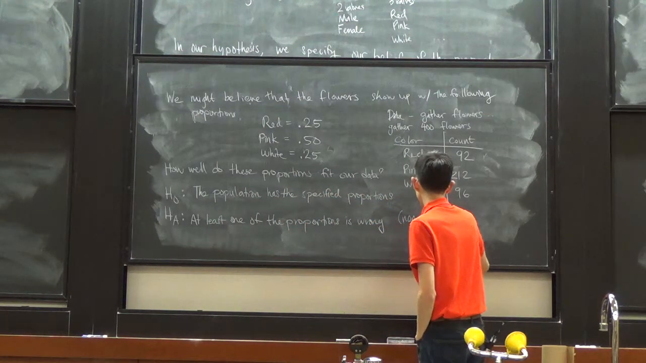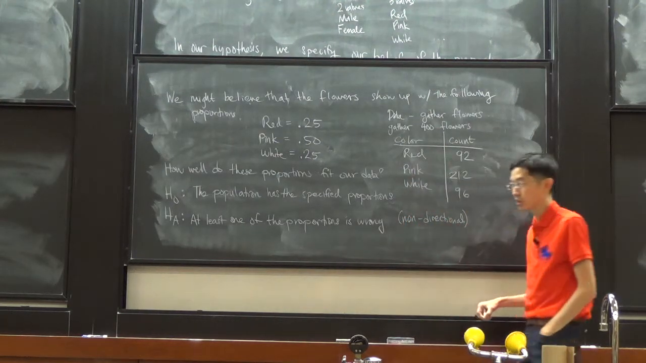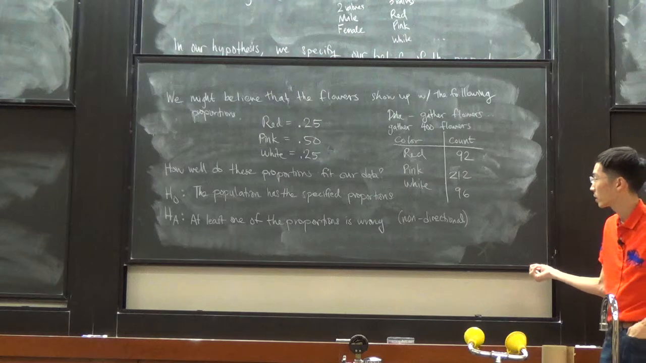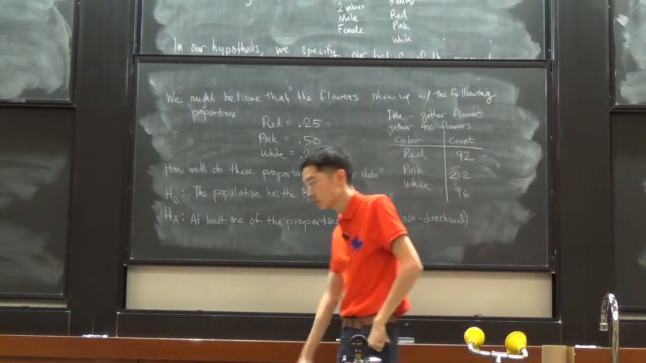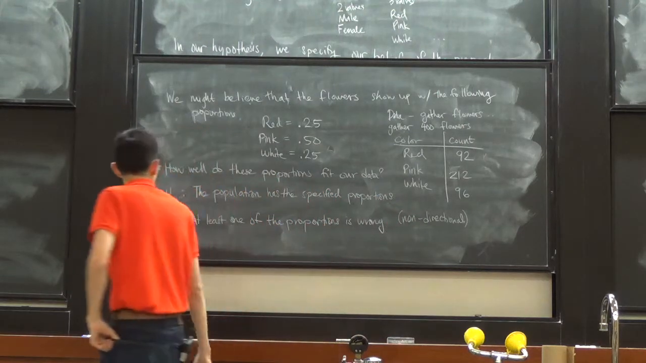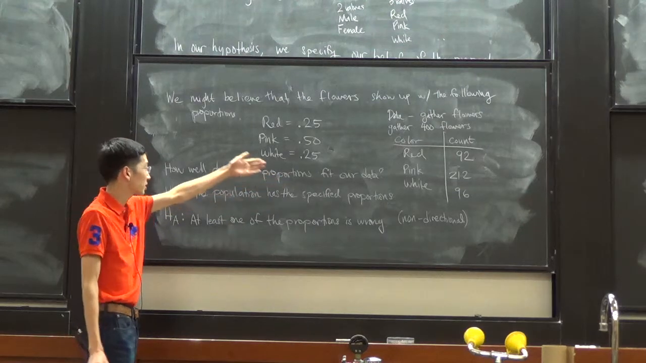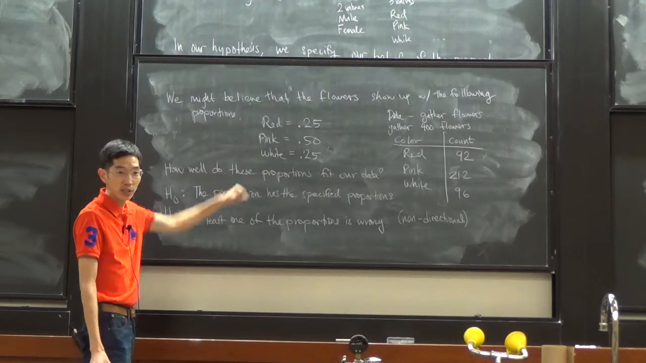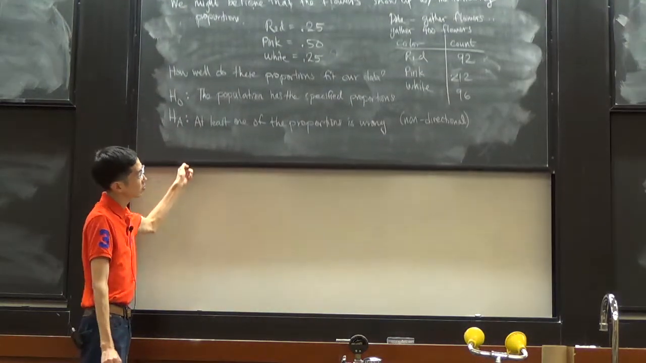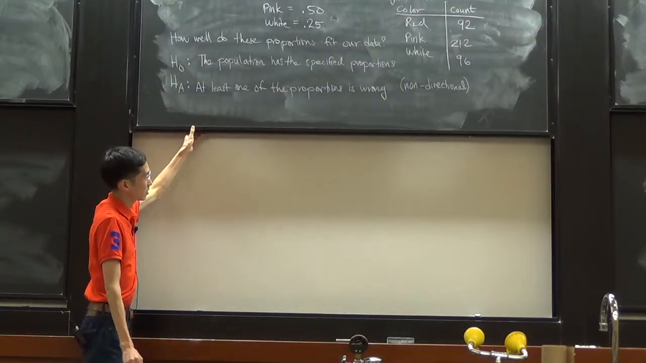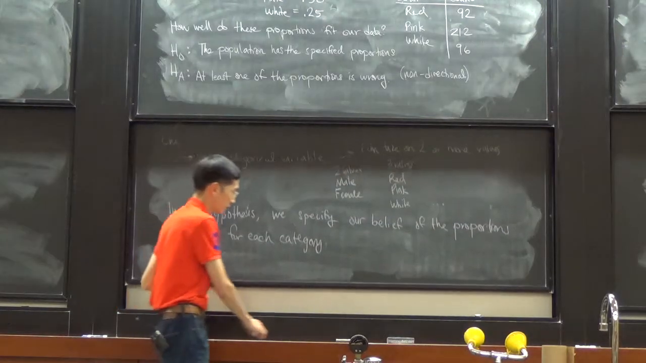You can have a directional alternative, and we'll talk about that situation in a moment. But when you're just saying at least one of these proportions is wrong, it's going to be a non-directional alternative. So this is what our data looks like. This is what the proportions that we have in mind are. Do our proportions and the data fit well together or not?